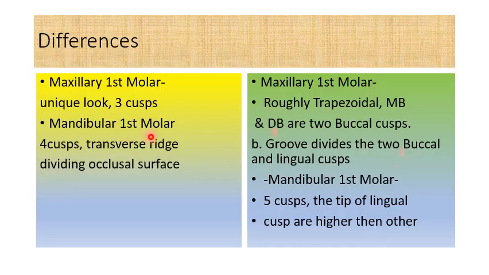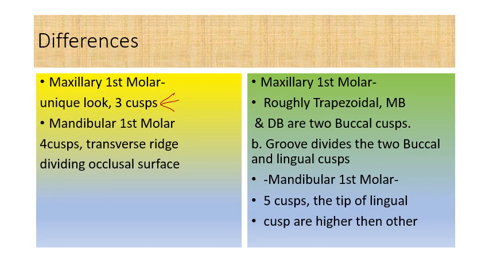Now we'll come towards the molars. As you know, the primary teeth don't have premolars, they have got molars. So we have got 5 teeth in each quadrant of the primary dentition. So the maxillary first molar is a unique molar which has got only 3 cusps. कौन से cusps होते हैं इसमें? They have got 2 buccal cusps and 1 lingual cusp.